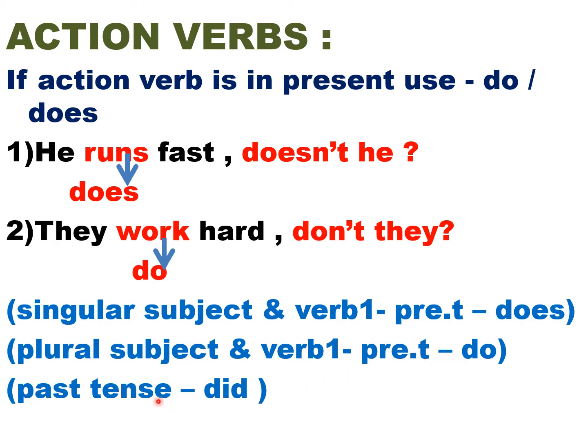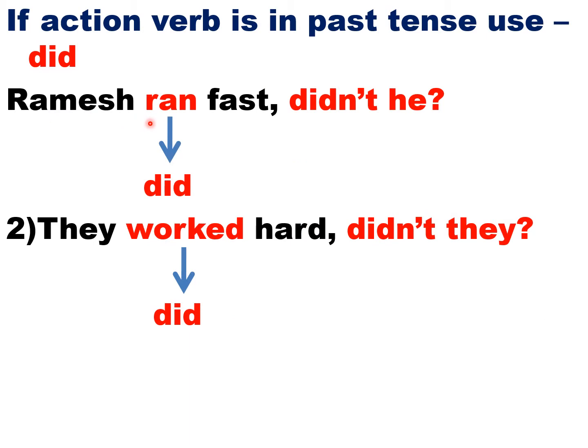If it is past tense, use did. If the action verb is in past tense, use did. Ramesh ran fast. Ran is in past tense. This sentence is in past tense, and so we must use did. Ramesh is the subject here. Instead of Ramesh, we must use a pronoun, he. As this is in past tense, we must use did. And as this is a positive statement, we must use not also. Did not he. The contracted form of did not is didn't he.